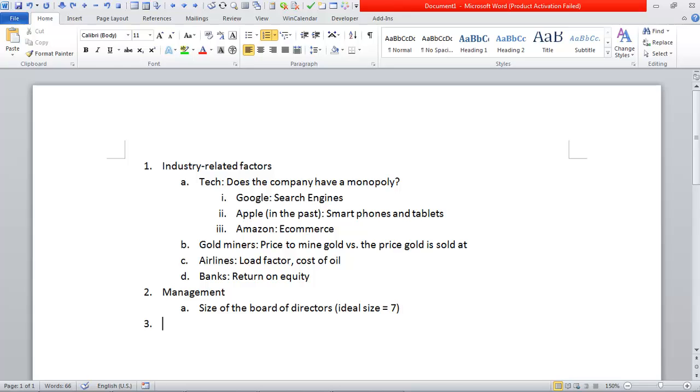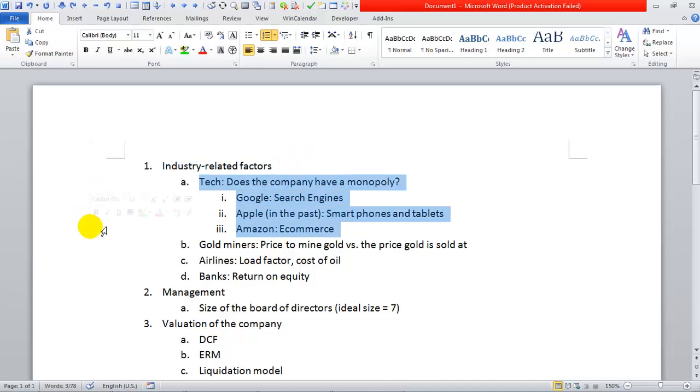And then third, what I like to do is get a valuation of the company. And what I use is one of 3 models. I often use the discounted cash flow model or the excess returns model, and sometimes I look at the liquidation model. I'll show you each of those in a second. All right. So with these 3 things, I can pretty much define whether the company is going to be good in the long term or bad in the long term.